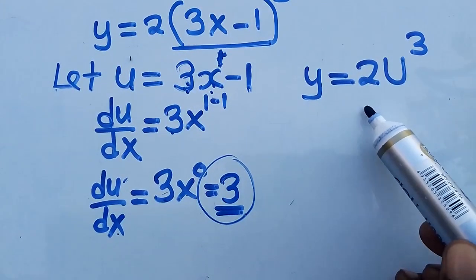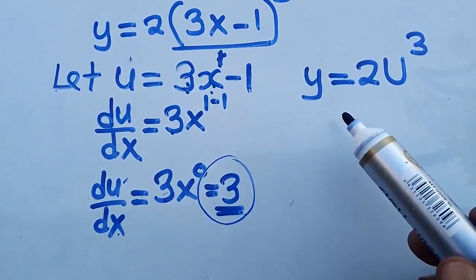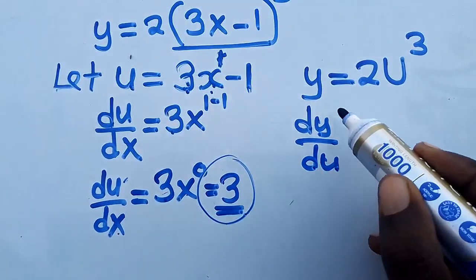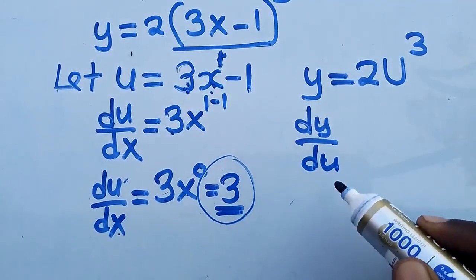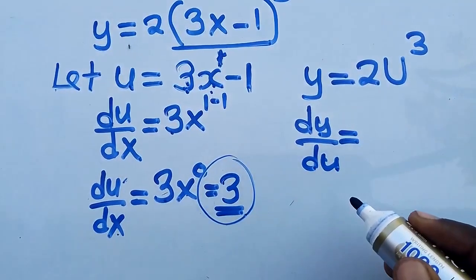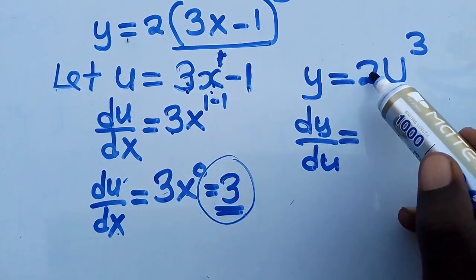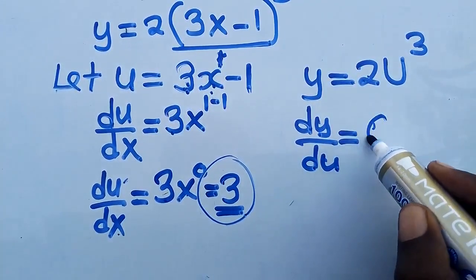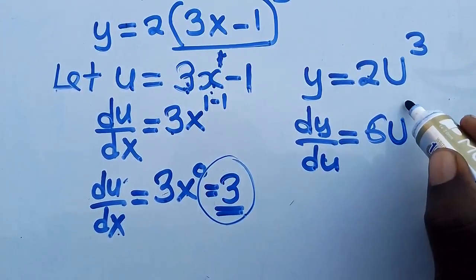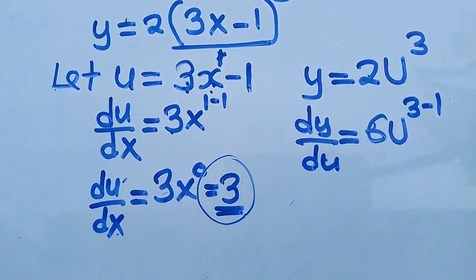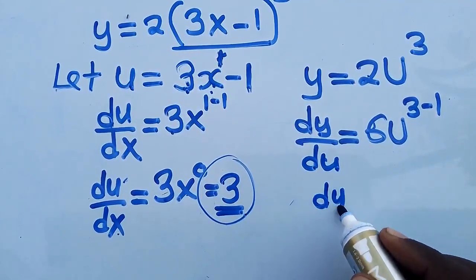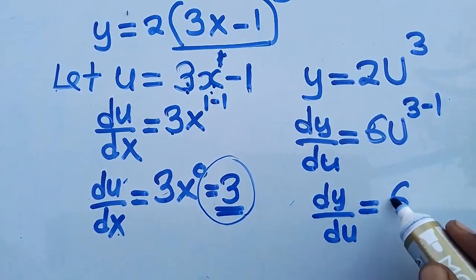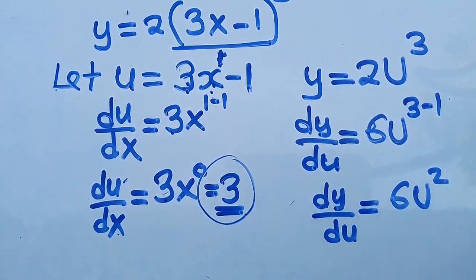I move to this other one. So what am I going to do here? I'm differentiating y with respect to u. So it is dy du, which is equal to. You are going to multiply 2 times 3 times 2. You get a 6. So you say 6, then u to the power 3 minus 1. So you say dy du is equal to 6u power 2. This is what you are going to do.